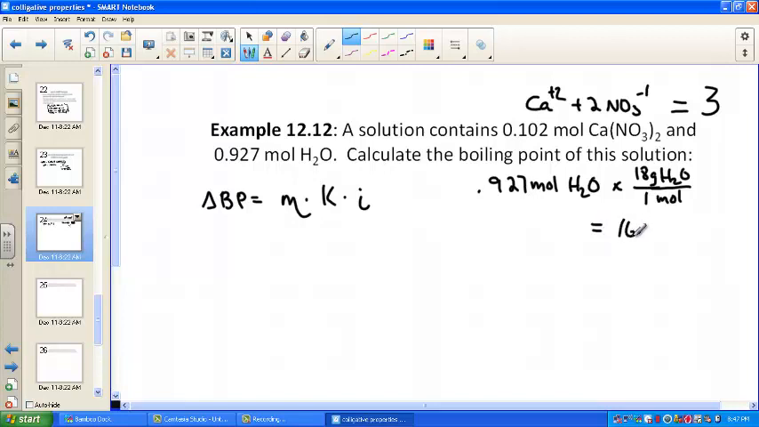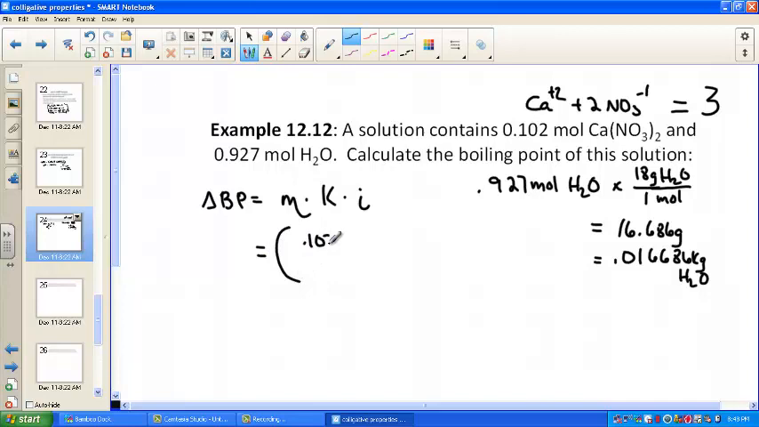That's the same as saying 16.686 grams of water, which is 0.0166, that's enough decimals there, kilograms of water. That's our solvent, isn't it? So I was doing that because this molality is moles of solute per kilogram of solvent. They made us work for it.